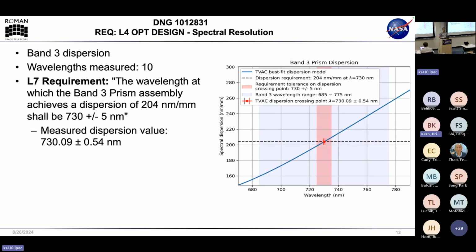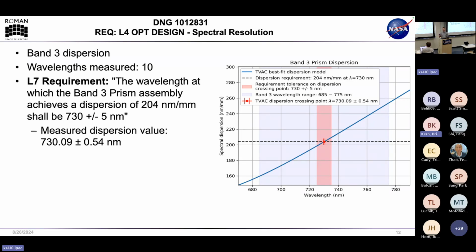Getting to the dispersion, we had a level 7 requirement that we hit a particular spectral resolution. So we decomposed that into 2 steps. One was the linear dispersion without the instrument pupil, and the other one was the actual spectral resolution. This is showing what our linear dispersion had to be, which is 204 nanometers per millimeter.